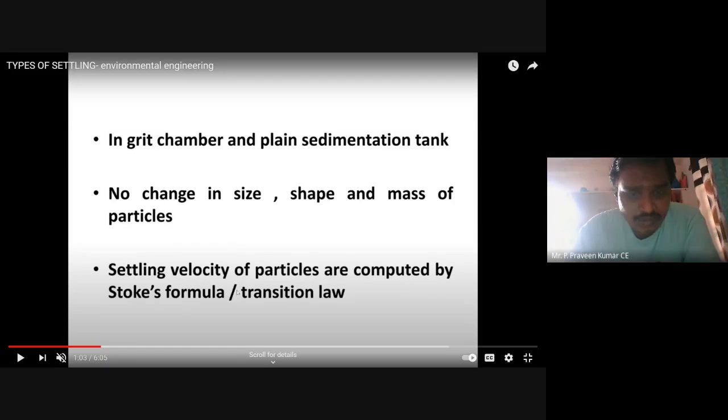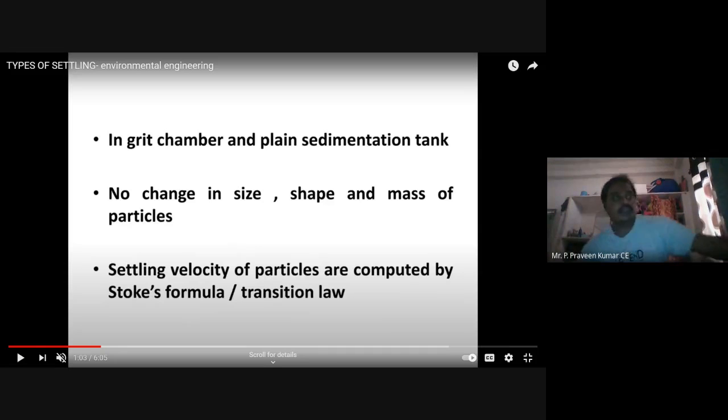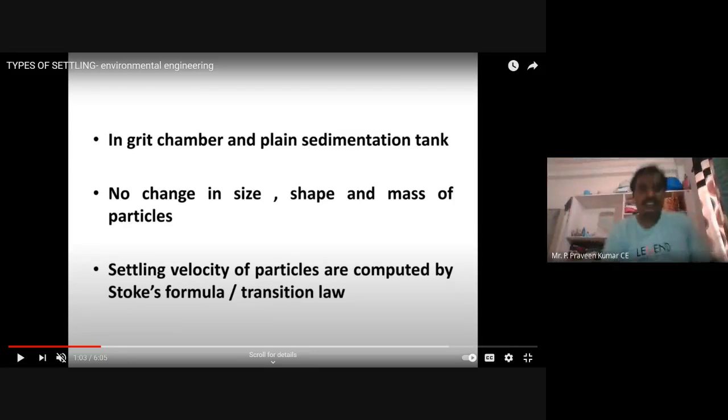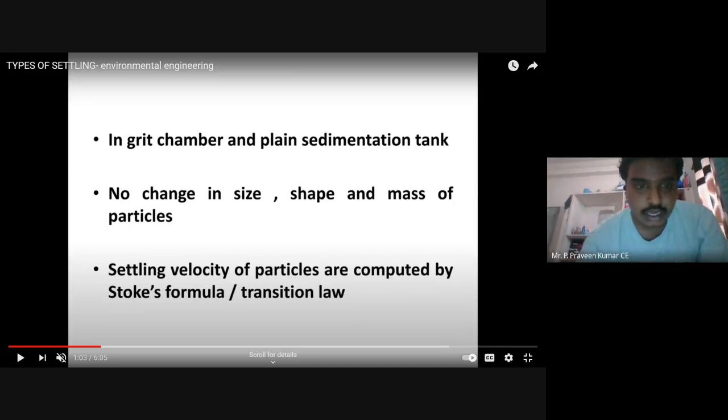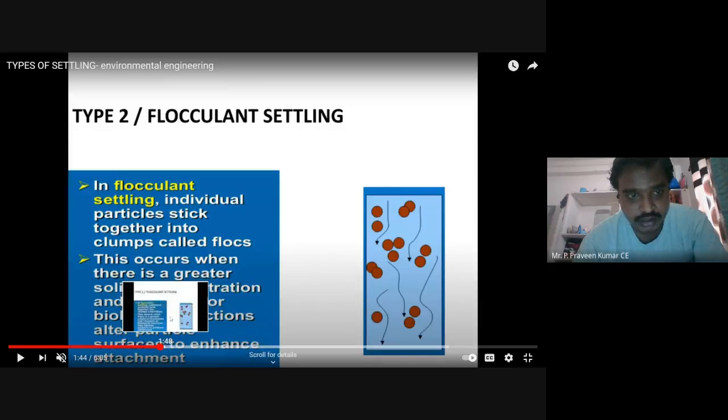Next, the settling velocity of particles is computed by the Stokes formula. Based on this Stokes formula, the velocity of the particles is computed. That is the main point. This is about the first type of settling particles under the preliminary sedimentation or preliminary treatment.